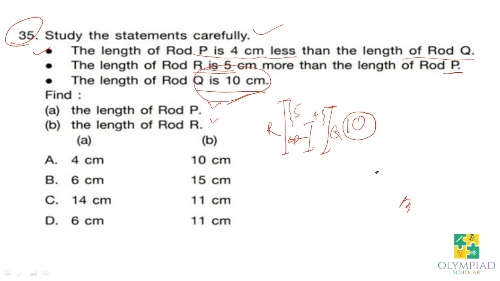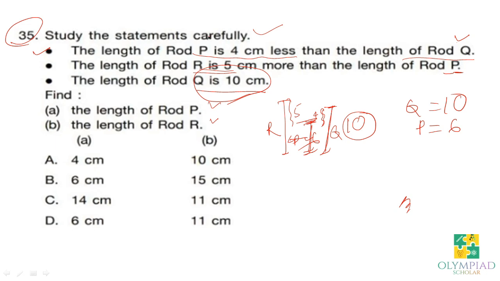Q is 10, so we will write Q equals 10. Where Q is used, here P is 4 centimeter less than Q. So if Q is 10, then P has to be 4 centimeter less. So definitely it will be 6 centimeter. Okay, I think you got it.